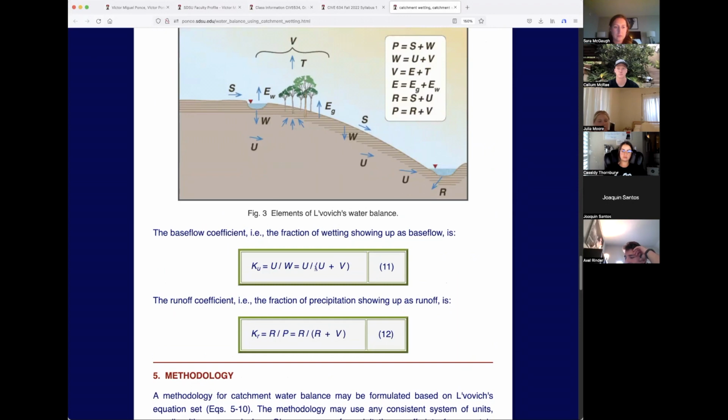And finally, we come up with definitions of the base flow coefficient and the runoff coefficient. Now, the runoff coefficient is very popular, and everybody looks at it. It's the relationship between the runoff and the precipitation. So if you say the runoff coefficient is 20%, that means that 20% of the rain showed up at the end of the watershed, at the mouth of the watershed. 20% runoff. Now, this is a number that varies quite a bit.